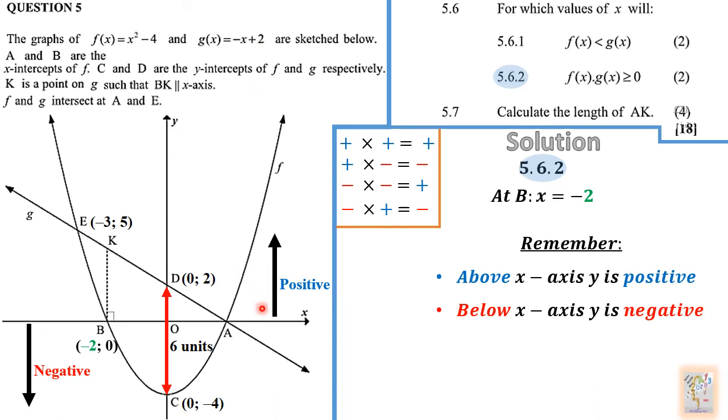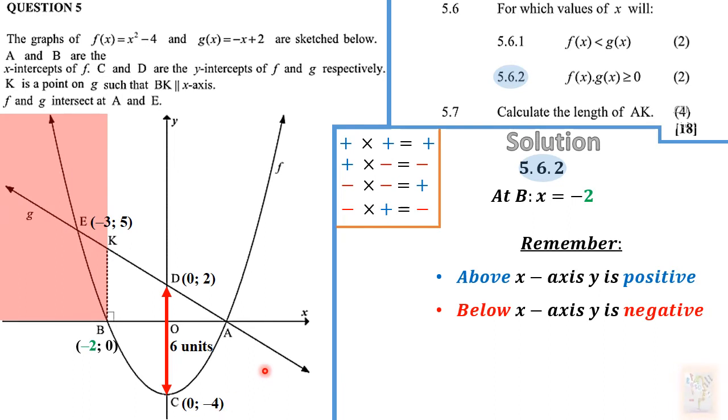Any value of y above the x-axis will be positive, and any value below the x-axis will be negative. So it means any part of f of x above the x-axis is considered positive, and any part below the x-axis is negative. Any part of g above the x-axis is positive, and any part below it will be negative. So now let's check these regions.